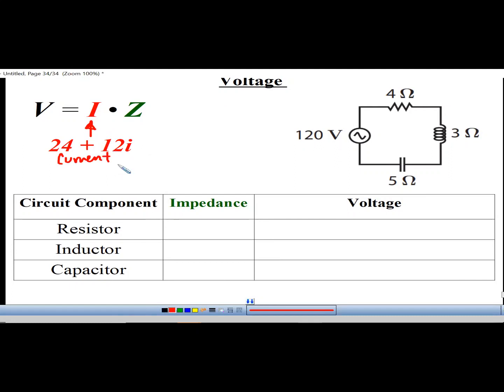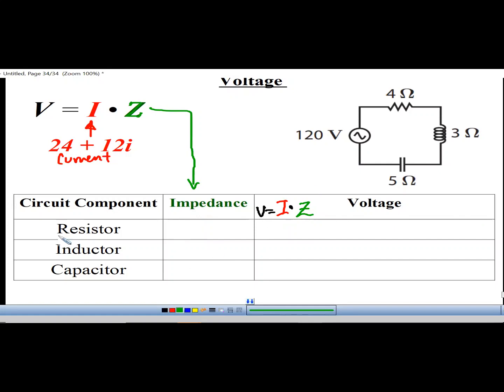Once again, this in red is the letter I, which is the current. That's given to us that we're going to substitute into the formula. The letter Z, in green, is our impedance, and we know how to label that from the diagram. So we're going to take this formula, V equals I times Z, which is our impedance for each of the components, to find out how much voltage is going through them. But before I do, I want to know all my impedances given this diagram.